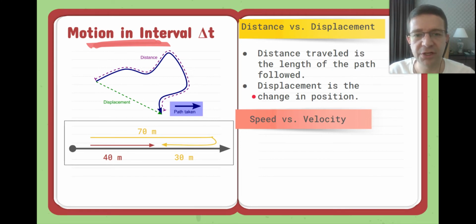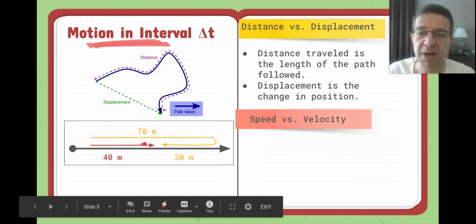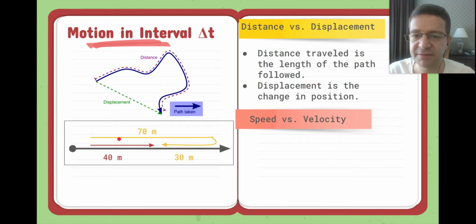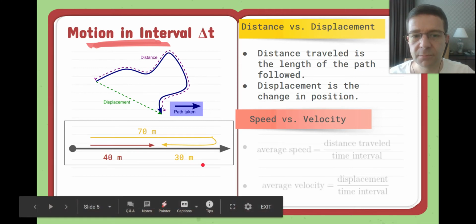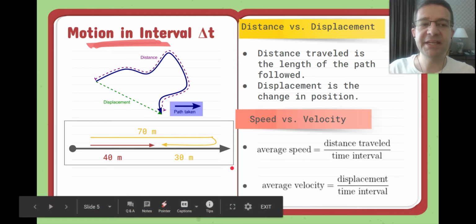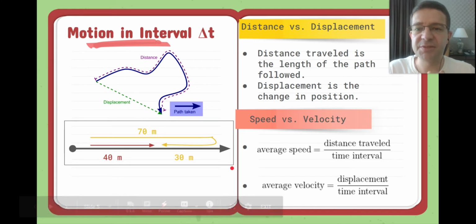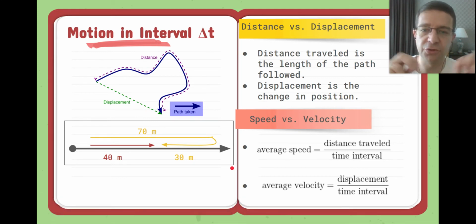Displacement also should include the direction. So in this case, we would say either positive 40 meters for the displacement for both of these, or 40 meters to the right, depending on how you want to talk about that. When we talk about speed and velocity, there's a difference in not including the direction.